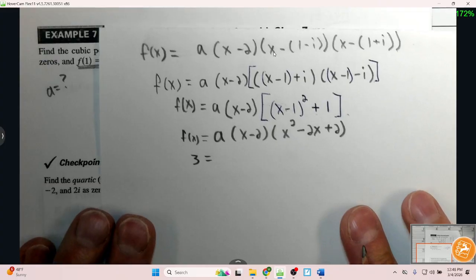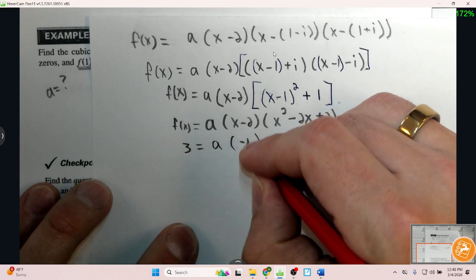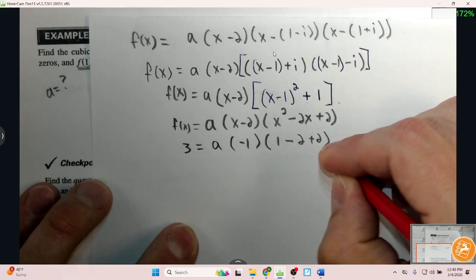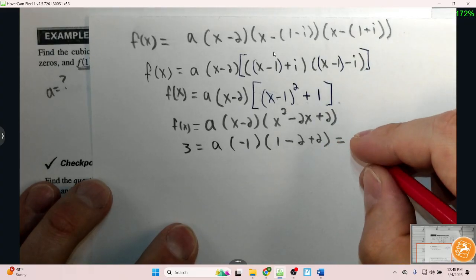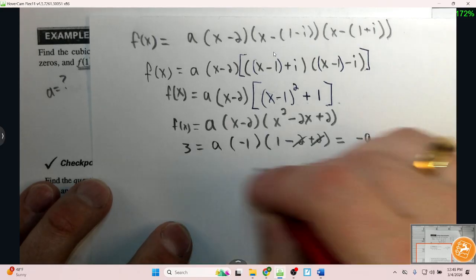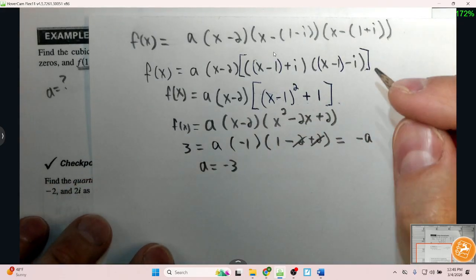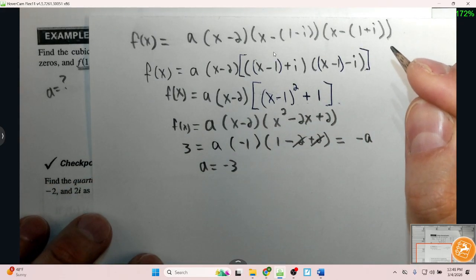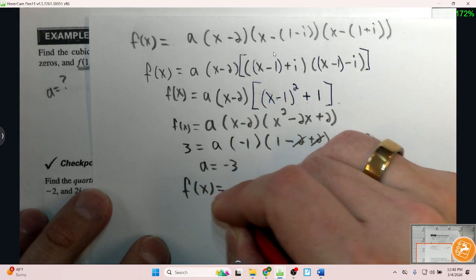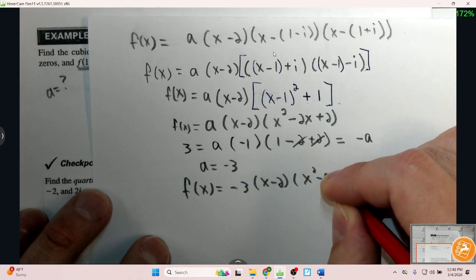So 3 must equal a times, we're going to put 1 in here, negative 1. We're going to put 1 in here. We're going to have 1 minus 2 plus 2. So we'll end up with, I guess, cancel, we'll end up with negative a equals 3. So a equals negative 3. And since a equals negative 3, we can actually put that right here. So f of x is equal to negative 3, and then x minus 2, and then x squared minus 2x plus 2.